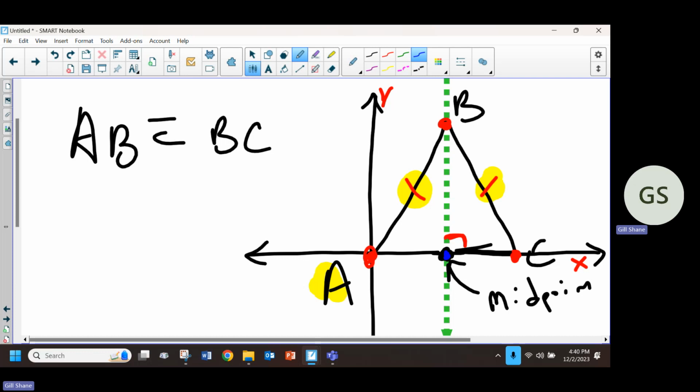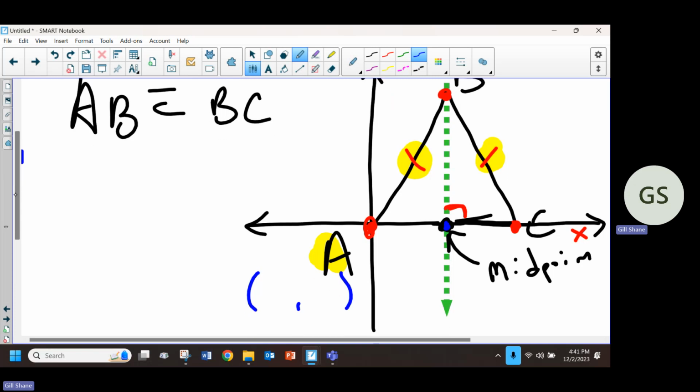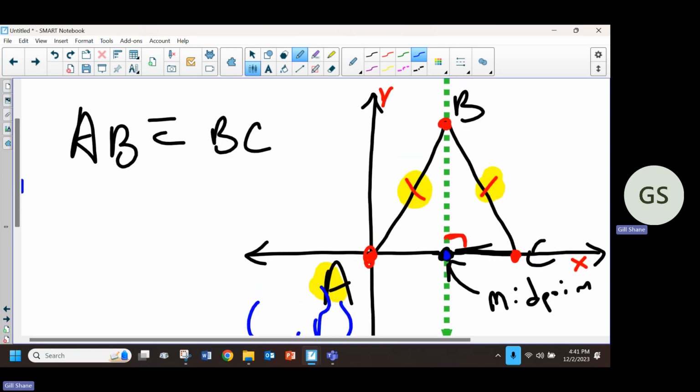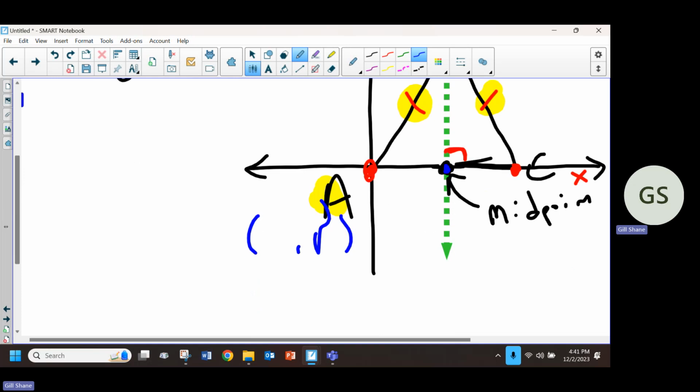So other things I can conclude, if I know point A is there, and I'm trying to figure out what the X and Y values are, I can say that the Y value is 0. I can say that's 0 because I know that point A is on the X-axis. Well, if I'm on the X-axis, then the Y value is 0. I could also say for point C, same thing is true. The Y value for point C is 0.